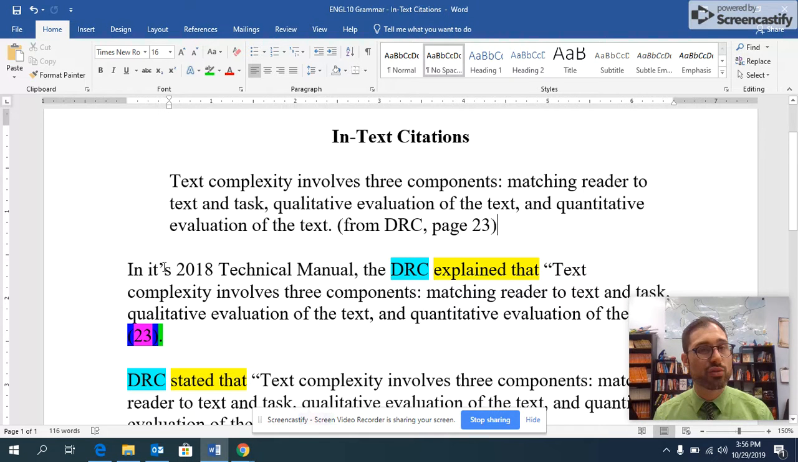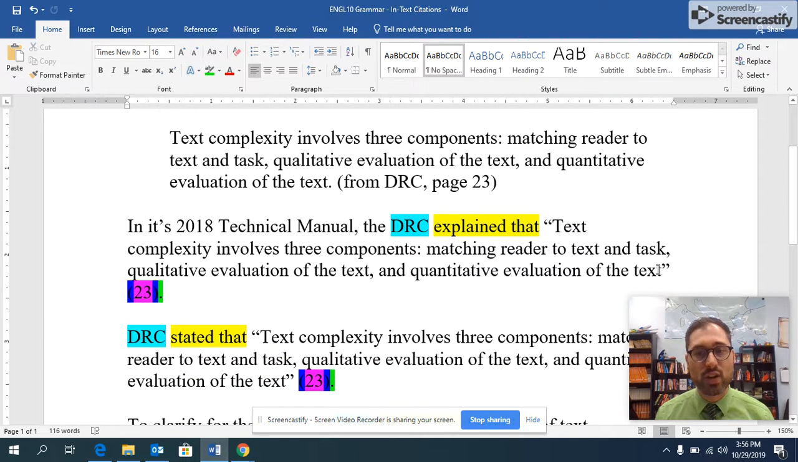Here, I have to introduce it. So I can say, "In its 2018 technical manual," so I'm even giving the title of the piece that was published, "the DRC explained that," quote, blah, blah, blah. I finish the quote. I end the quotation mark. I put a parenthesis, the page number, close the parentheses, and then I put a period. My sentence started with the word "in," my sentence ends with a period. Now there is a period up here from the original quote, but I don't include that period there. We get rid of the periods and we only put the period after the parentheses.